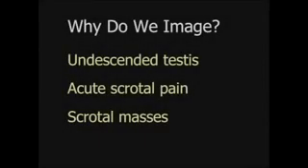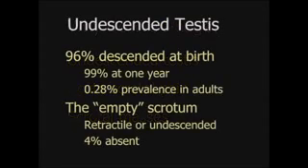So first of all, regarding why we image the pediatric scrotum, generally all indications fall into these three main areas: the undescended testis, acute scrotal pain, or a scrotal mass. Regarding undescended testes, approximately 96% of testes are descended at birth and 99% are descended by 1 year. And in looking at large adult series, there's a prevalence of only 0.28% in adult patients.